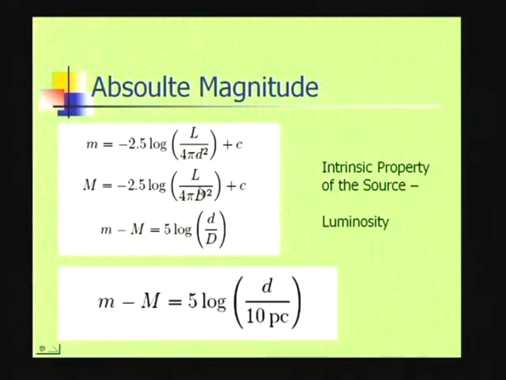Now by absolute magnitude, we refer to the magnitude that the source would have if it were located at a distance of 10 parsecs. So if I take a source and keep it at a distance of 10 parsecs and then calculate what the flux would be and use that to calculate the magnitude, that is what is called the absolute magnitude.